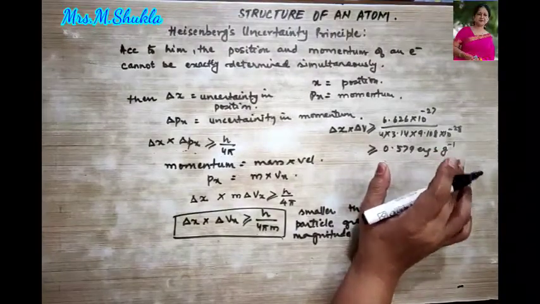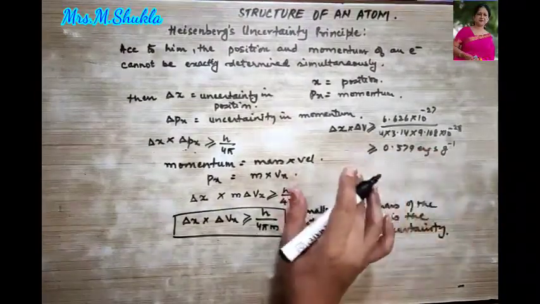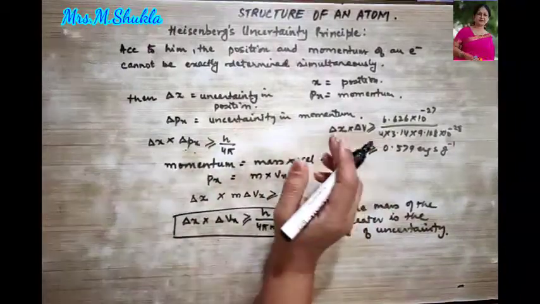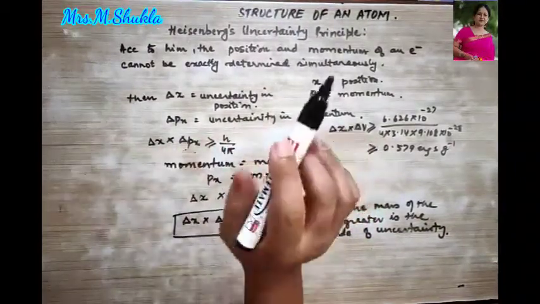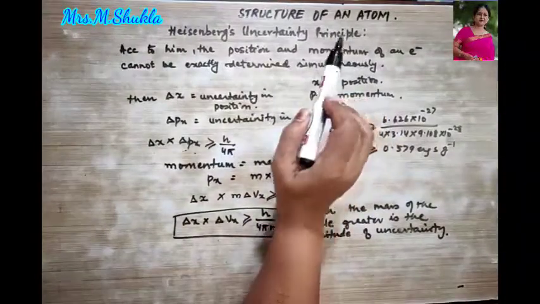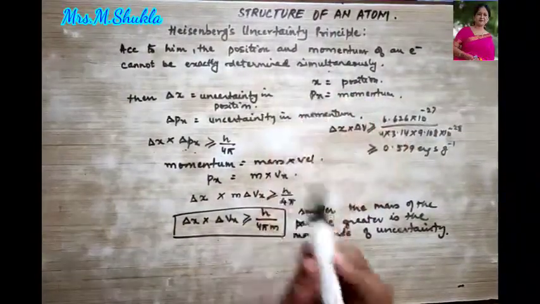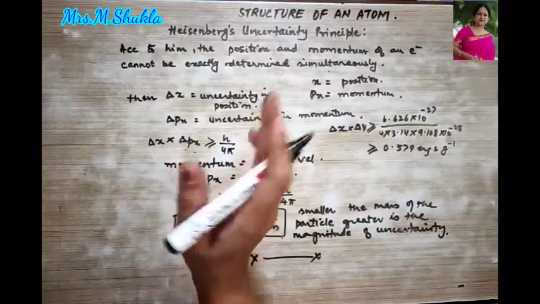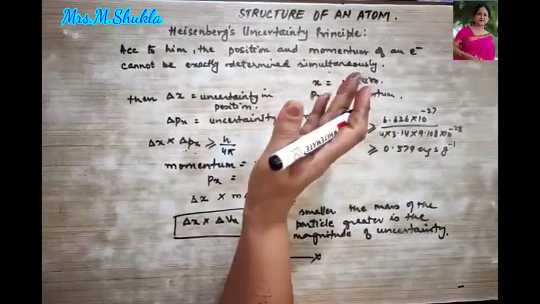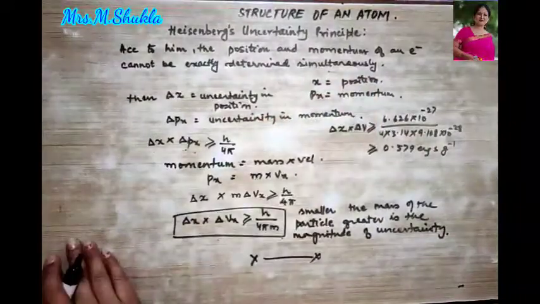Hence, we may conclude that the position and the velocity, or what we call the momentum, of an electron can never be determined simultaneously and accurately. So with this we wind up today. We have finished Heisenberg's uncertainty principle and de Broglie's equation. Thank you.